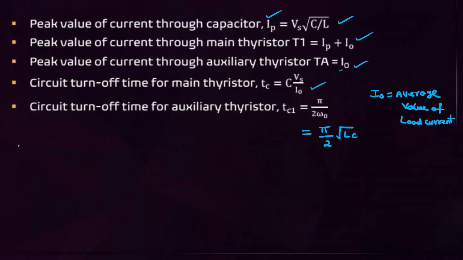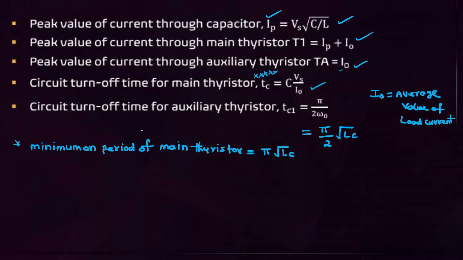Next, what is the minimum on period of the main thyristor? The minimum on period of the main thyristor is pi root LC. This is the circuit turn off time of the main thyristor. The circuit turn off time of the main thyristor is also equal to the device turn off time of the main thyristor, which you have to consider. That is CVs by I0.